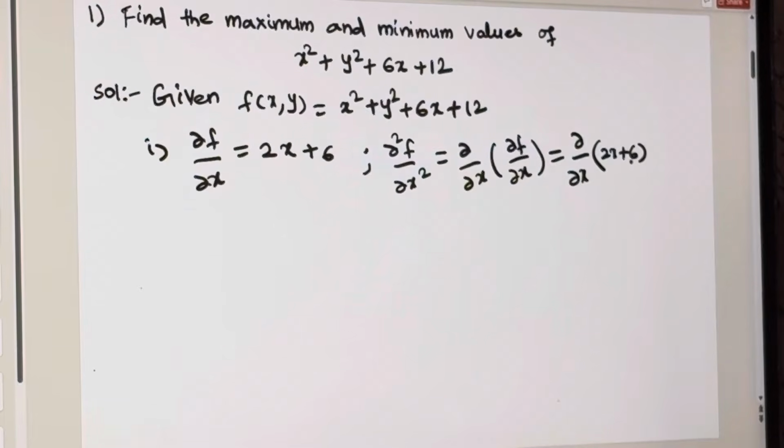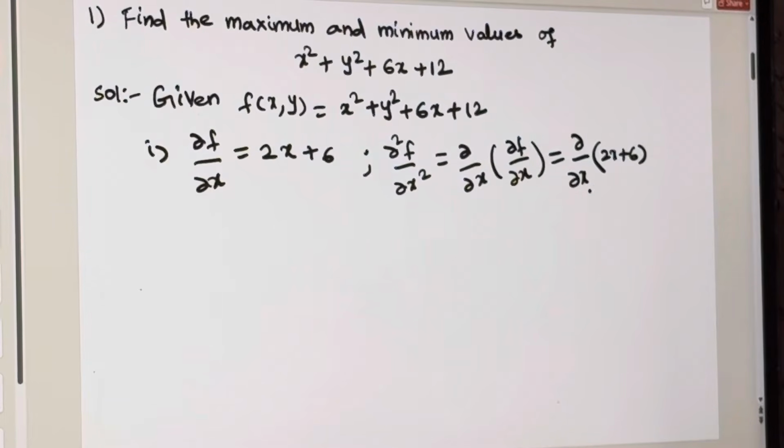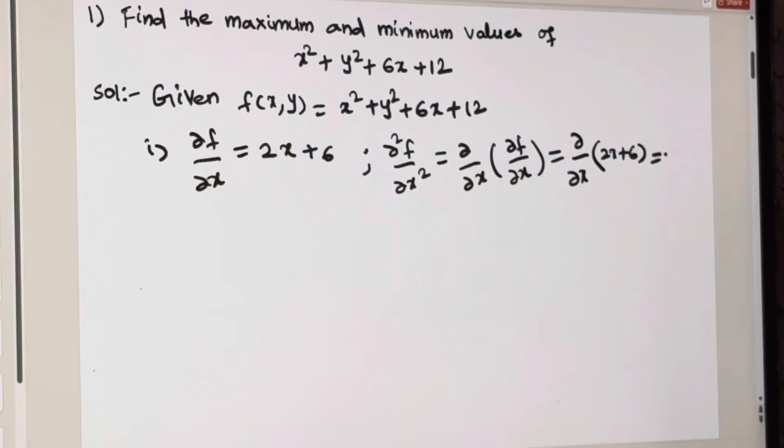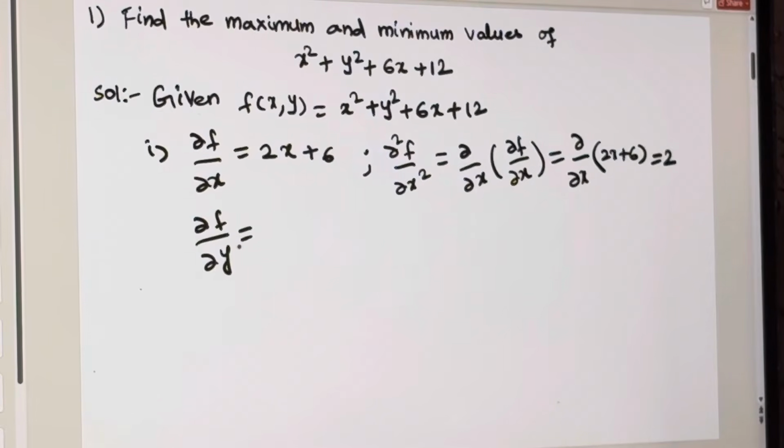ठीक है, so the derivative of 2x plus 6 with respect to x is nothing but 2. Similarly, you have to calculate ∂f/∂y. What is the meaning of ∂f/∂y? When you are taking the partial derivative of the given function f with respect to y, x is treated as constant. इसके लिए x square का डेरिवेटिव क्या होना चाहिए, x square का डेरिवेटिव is 0.